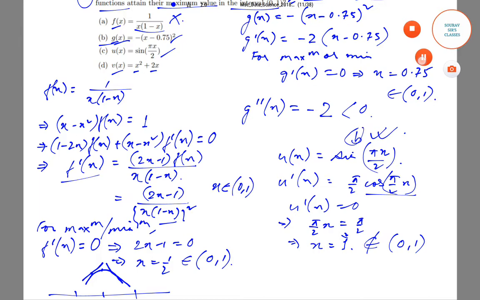So thereby we will not proceed with these options. Option C is also neglected.